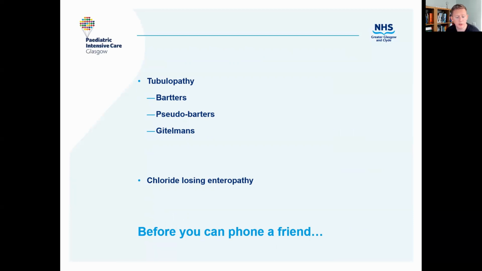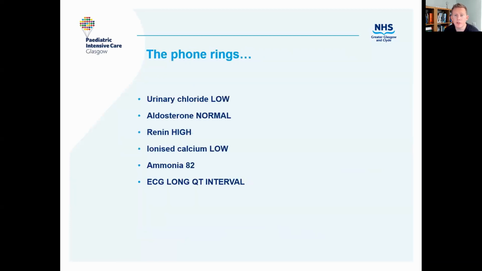And just as I go to phone a friend, my phone rings, and it's one of my trainees. My trainee says, I sent off some bloods and they've come back. The urinary chloride is low, the aldosterone level is normal, the renin is high, ionized calcium is low, the ammonia is 82, and we did an ECG that shows a long QT interval. What does that mean? So at this stage, what do I want to do?